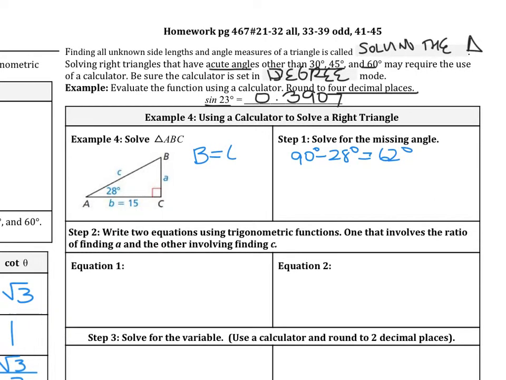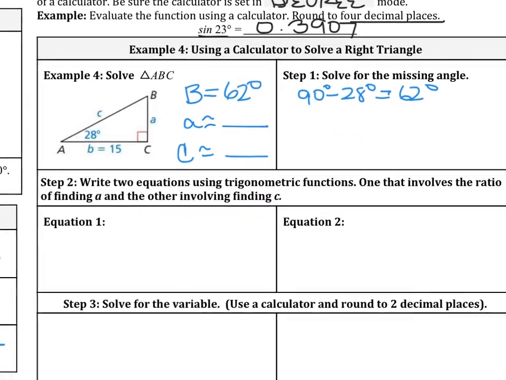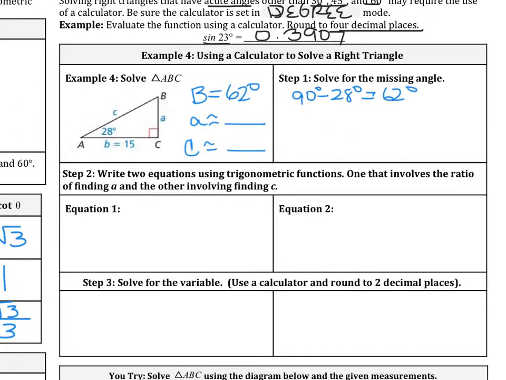Again, capital letters are for our angles. And then the other thing we need to find out is how much is A approximately, and then how much is C approximately, okay? So the first thing we want to do is write two equations using trigonometric functions. We want to write one that involves a ratio of finding A, and then another one involving finding C. So our first equation, let's take a look.